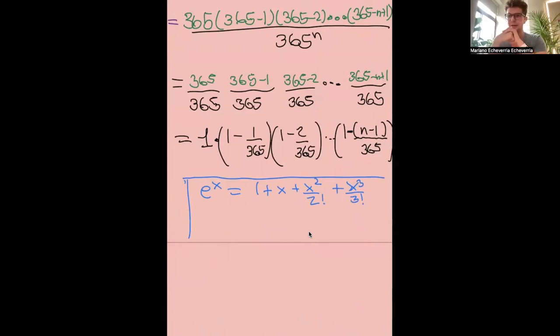So what is e to the minus x? E to the minus x is just the same Taylor expansion, but you replace x with minus x, if you remember how you did that. So it becomes 1 minus x, plus x squared over 2 factorial, then minus x cubed over 3 factorial, plus and so on. Is that making sense?